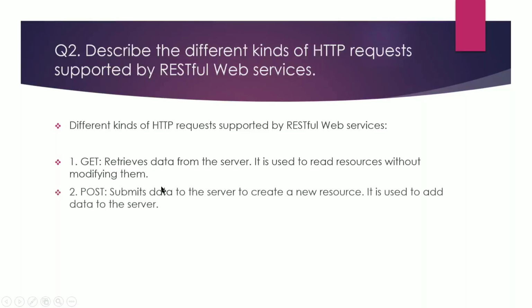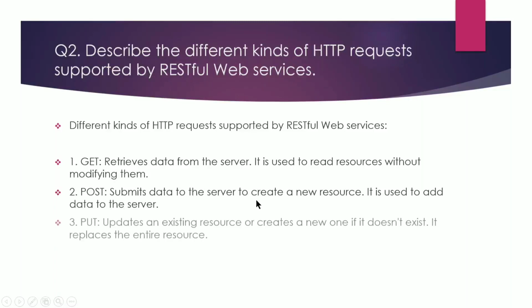Now if you want to submit some data to the server or create a resource in your server, then you use the POST type of request. The POST request is used to create some resource in the server or to submit some data to the server. Now let's see the next type. The next type is the PUT HTTP request. If you want to update some existing resource or create a new one if it doesn't exist, then the PUT type of request is used. It replaces the entire resource.